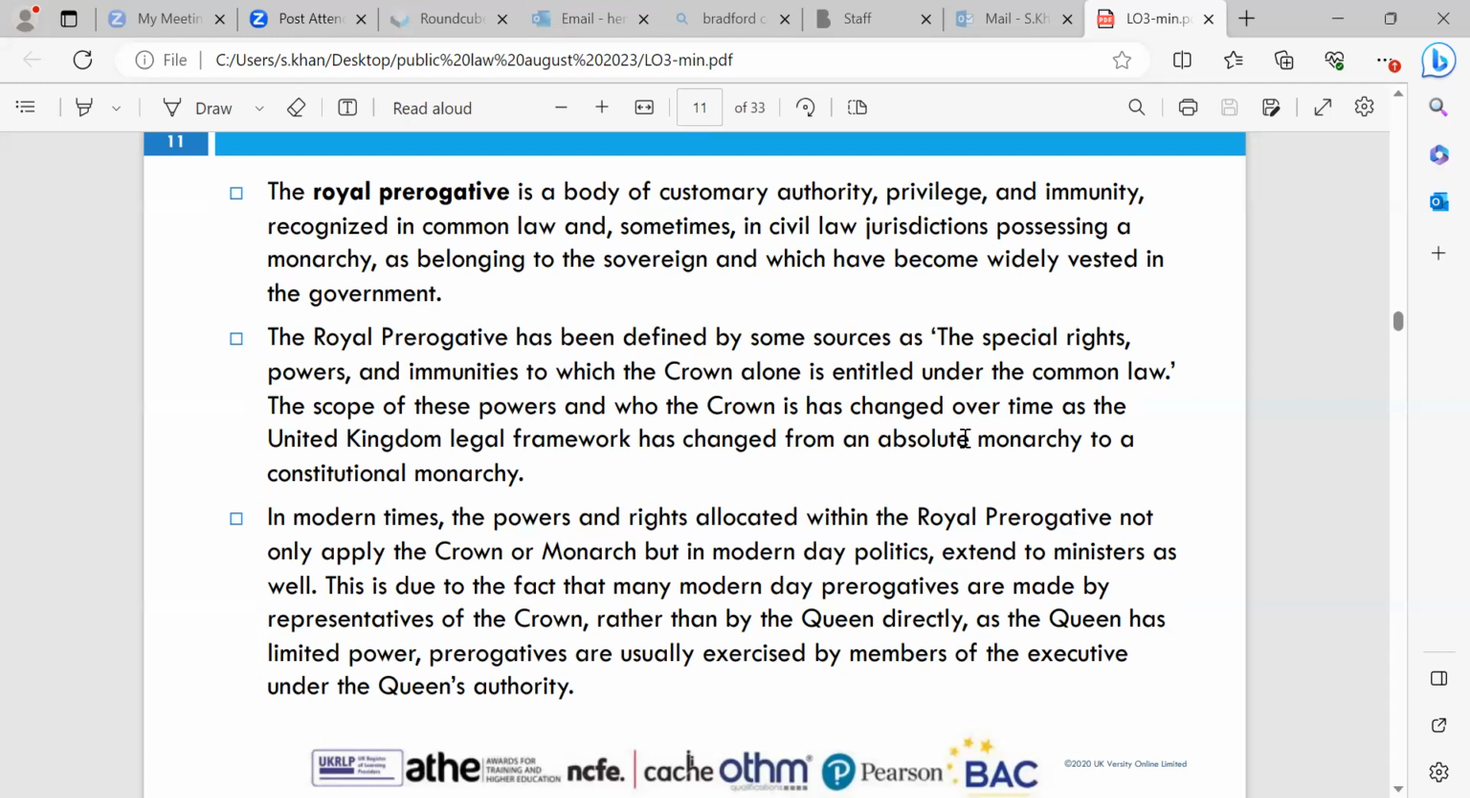The scope of these powers and who the Crown is has changed over time as the United Kingdom legal framework has changed from an absolute monarchy to a constitutional monarchy. In modern times, the powers and rights allocated within the royal prerogative not only apply to the Crown or monarch, but in modern day politics extend to ministers as well. This is due to the fact that many modern day prerogatives are made by representatives of the Crown rather than by the Queen directly. As the Queen has limited power, prerogatives are usually exercised by members of the executive.